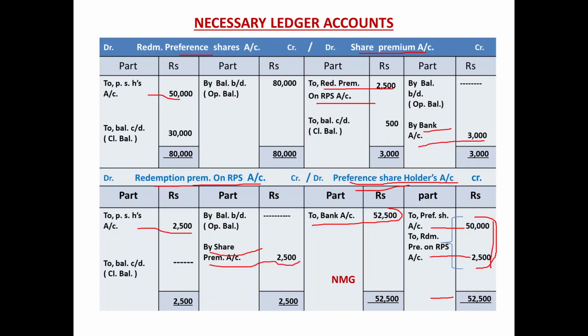Let us close the accounts and give the cash flow statement impact. First, preference share capital account. Opening balance was 80,000. Closing balance was 30,000. Redemption has been made for 50,000. Account is over, 80,000. Share premium account. No opening balance versus closing balance 50,000. We got 3,000 in the current year, out of which 2,500 rupees has been utilized for redemption premium on RPS. Account is over, 3,000. Redemption premium on RPS, no opening balance, no closing balance, it's over, 2,500. Preference shareholders account over, 52,500.